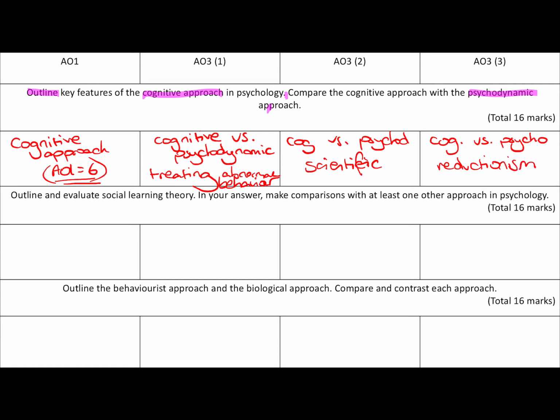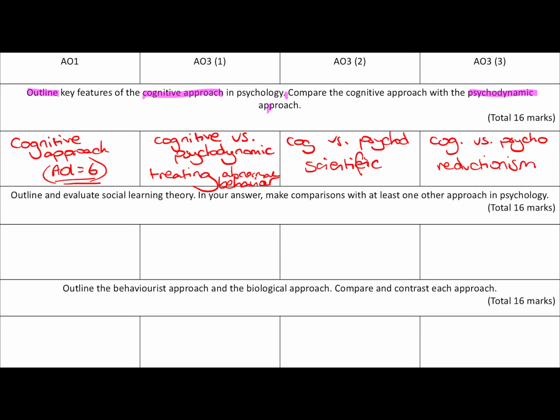Again, you don't need an overall conclusion at all at the end of this essay. We don't need conclusions in psychology. We just need our AO1 for 6 marks outlining the cognitive approach, and then 3 AO3 paragraphs following that structure you just saw, comparing the cognitive approach with the psychodynamic approach on 3 different issues and debates. So that's one type of question you might get.